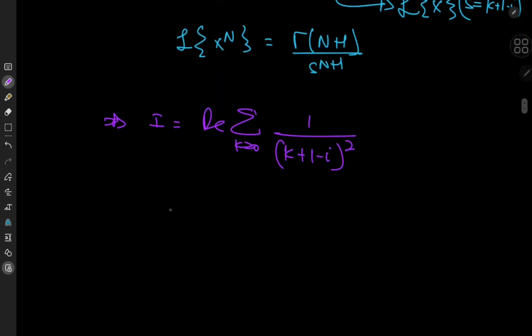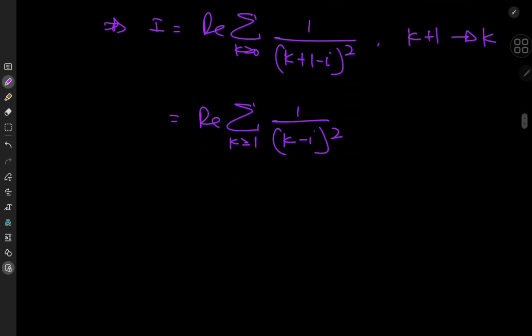We can now expand the square in the denominator, and we have the real part of the sum over k. But wait, what if I make a slight change going from k + 1 to k? Now I have the sum over the positive integers k of 1 by (k - i)^2. Now to expand the square, we have the real part of the sum over k of 1 by k^2 + i^2 - 2ik, and i^2 is of course negative 1.